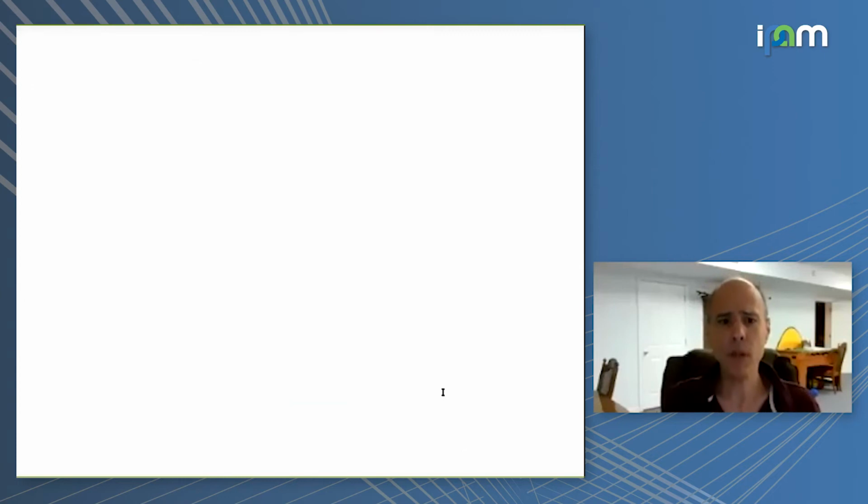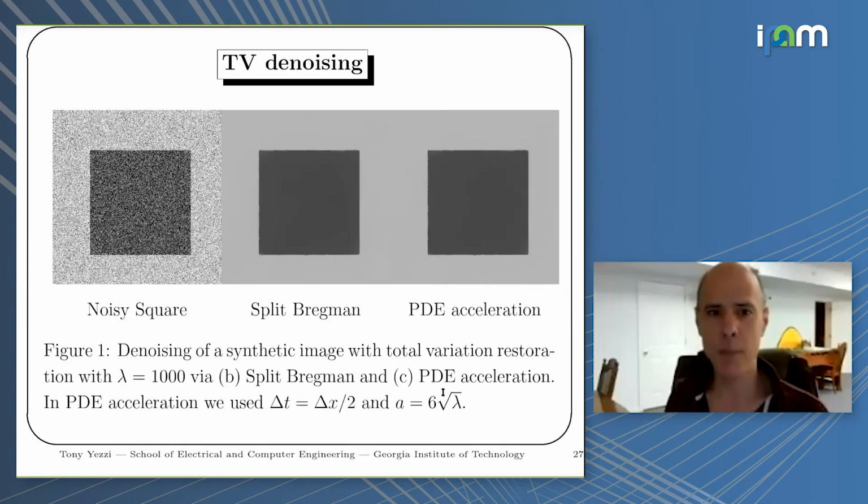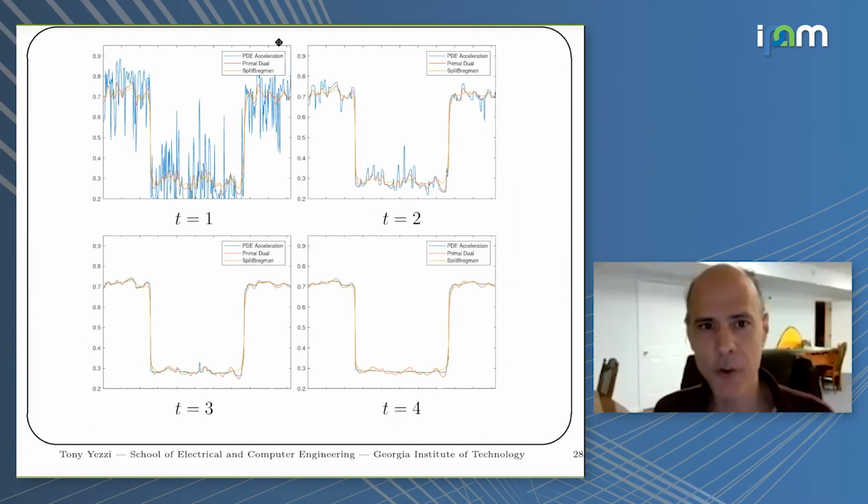And so here's this application for image denoising, and we compare it with split Bregman as well as with primal dual. So here's a cross section of that result. The blue is showing the PDE acceleration approach. The red is primal dual, and the split Bregman. So this is at 4 different times during the evolution.